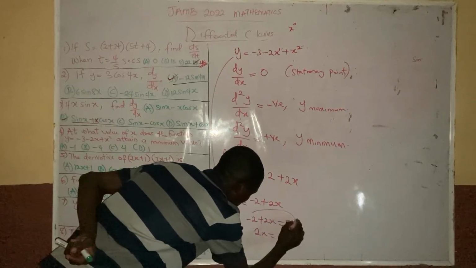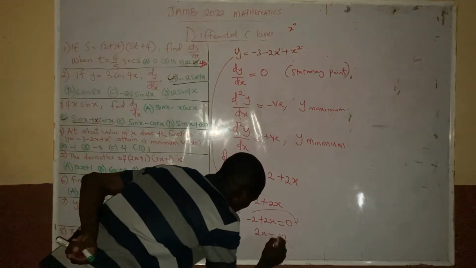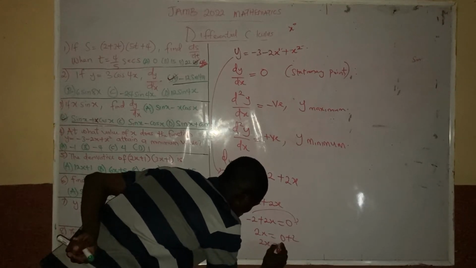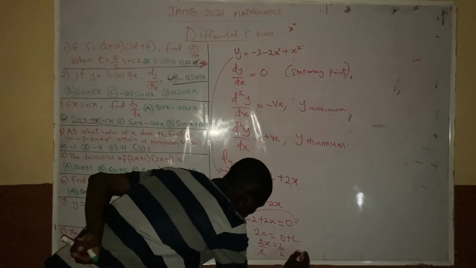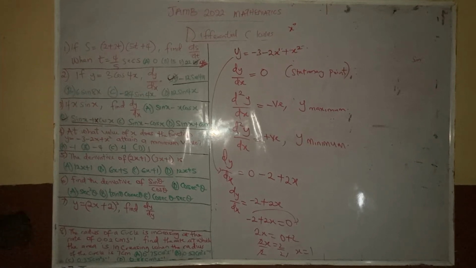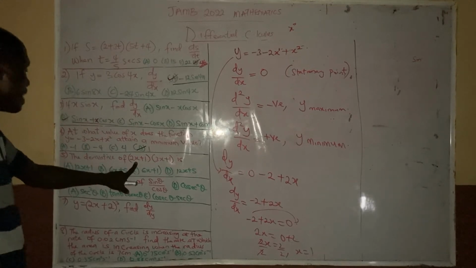2x, take this one to the other side. Plus 2, so we have 0 plus 2. 2x is equal to 2. x equal to 1. So x equal to 1. Now the next one is the derivative of 2x plus 1.